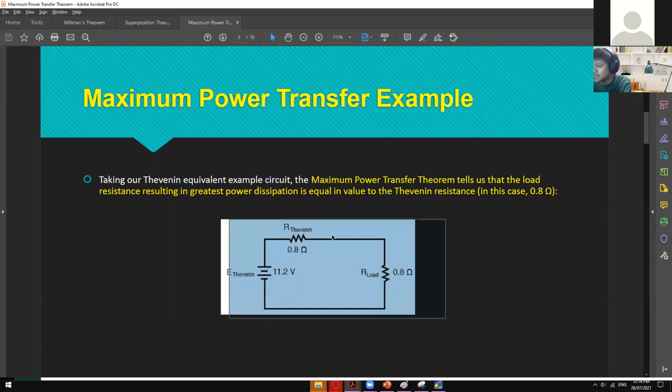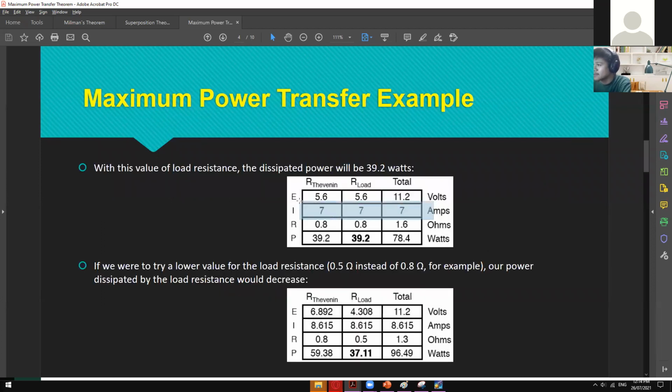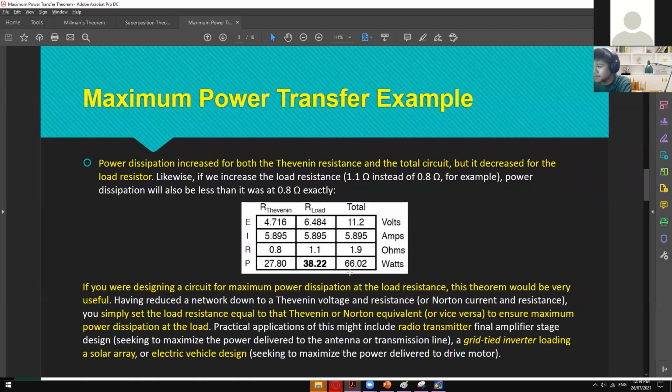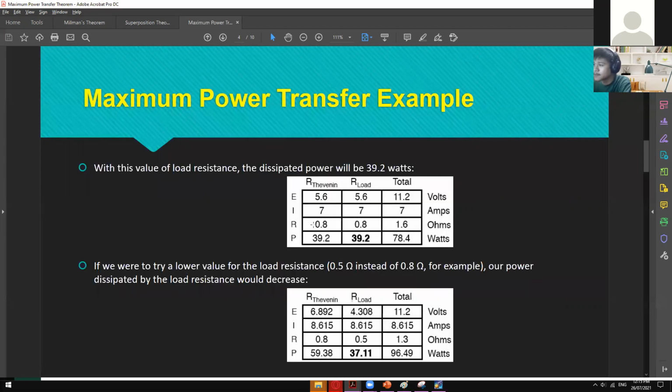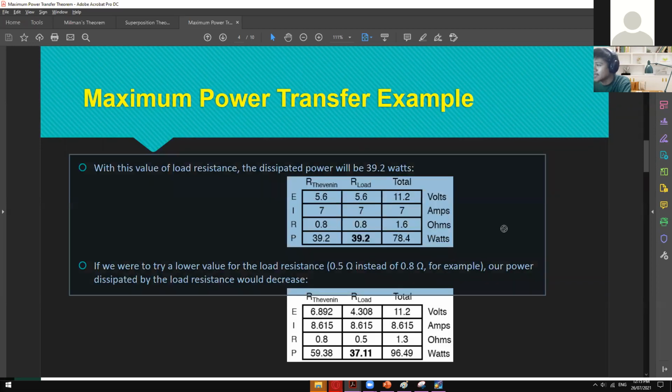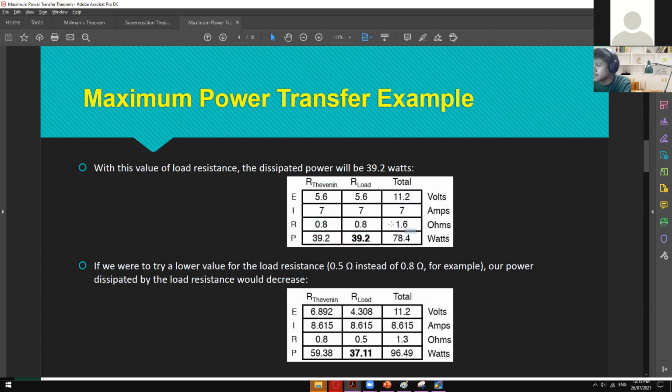And since they are in series, we have a single value of current, which is 7. Just apply Ohm's law, so you'll be able to get the value of current, which is 7. So I is equal to V divided by R. We have the individual resistance values, and then the total resistance, which is just the summation of your resistances since they are in series.